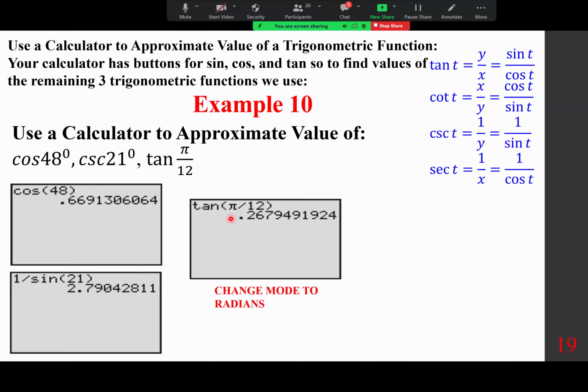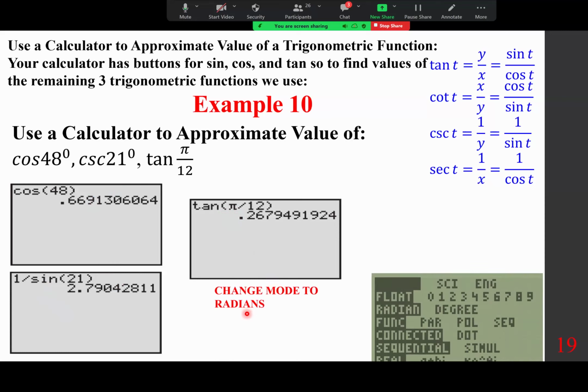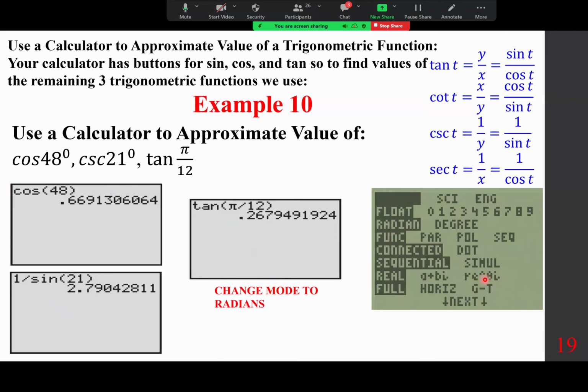And tan of pi over 12, we use pi, okay? There's a key for that. You have to be careful with that. This has to be in degrees. This is in radians. So when you go to the mode, radian must be highlighted, not degrees in this case. And so when you put tan of pi over 12, it gives you this. And again, what is the answer? However many decimals. For example, if they said 4, 1, 2, 3, 4, next to it is 4, so the 9 doesn't change, and you're done.